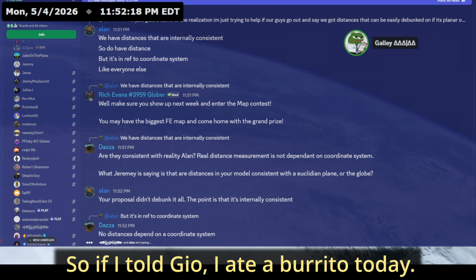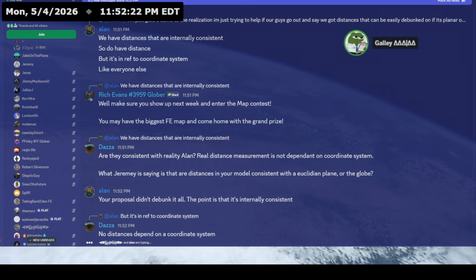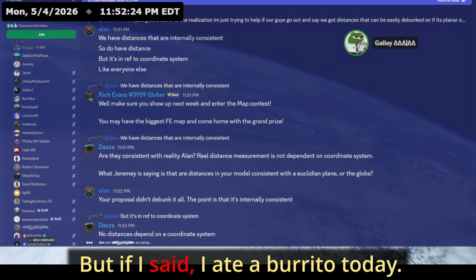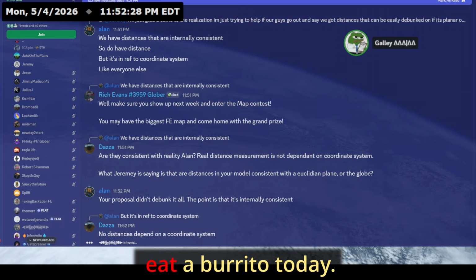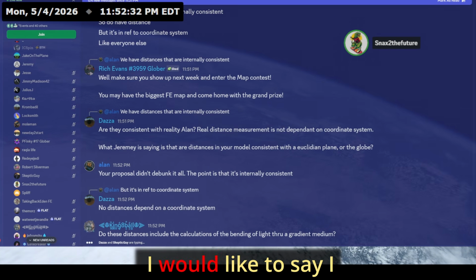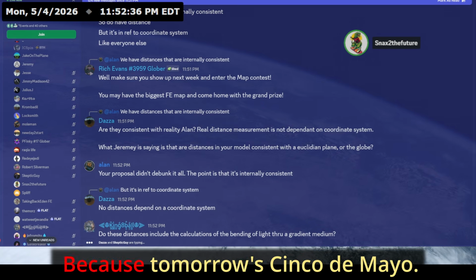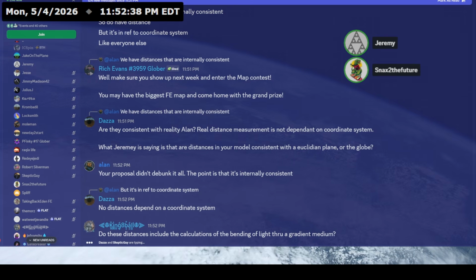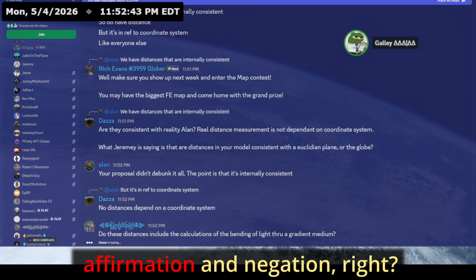So if I told Geo, I ate a burrito today, and Geo goes, no, I ate a burrito today, that makes no sense. But if I said, I ate a burrito today, and Geo took the refutation, you did not eat a burrito today, that makes sense. That's how arguments work. I would like to say I ate a burrito today, and probably other people ate a burrito today, because tomorrow's Cinco de Mayo, okay? I just ate 2 burritos, literally. But you guys get the point of affirmation and negation, right?